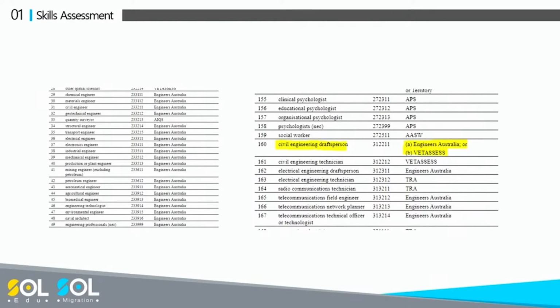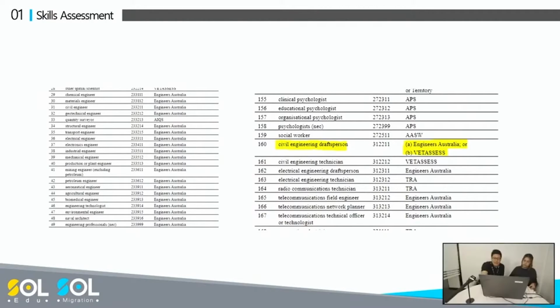So let's assume that you have completed a relevant course. Then you apply for the skill assessment. Then you can have the graduation visa. And here I mentioned that there are many different types of engineer, but there is also a civil engineering draftsperson. It is under the medium and long-term skilled occupation list.